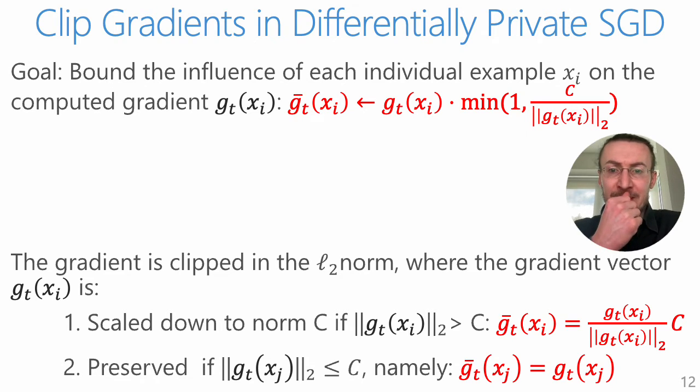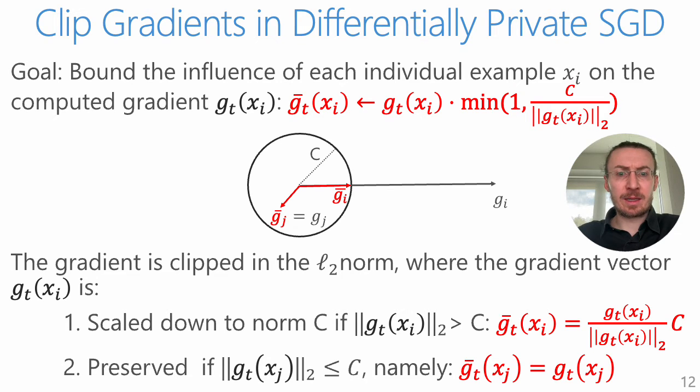So this clipping ensures that if the norm of the gradient is greater than C, it is scaled down to be of norm C. So intuitively, the gradient should lie within this L2 ball of radius C. So again, if our gradient G sub i is of a too high norm, in this case this black arrow, then we just clip that to be within this L2 ball of radius C. If the gradient G sub j is within this L2 ball, then we simply don't clip that. And it's expressed also in these two equations below.